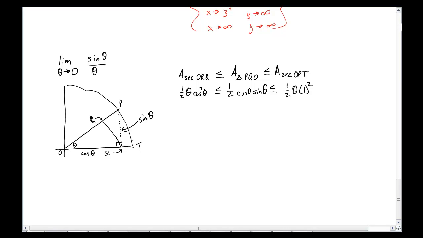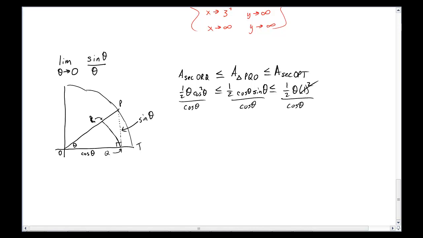All right, let's do a little bit of simplification here. So what I can do is, let's say the 1 squared is going to go away. What else can I do? Let's divide by cosine of theta. Why you would do that, I don't know. Just do it because we can.